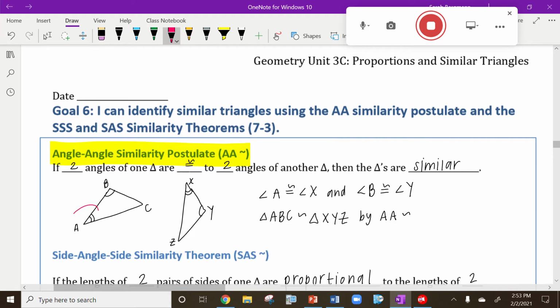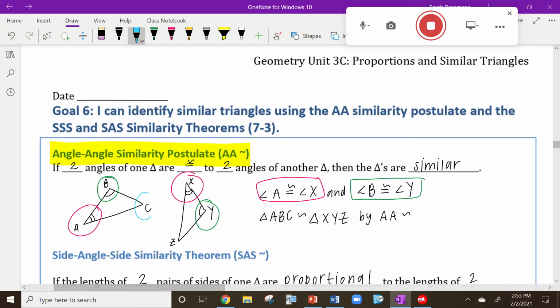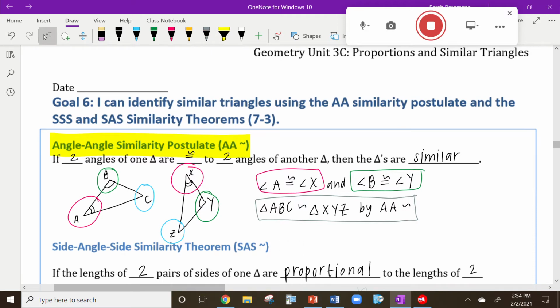Think about it. If you know that angle A and X are congruent, and you also know angle B and Y are congruent, think back, we learned a theorem called third angles theorem. We would automatically know C and Z would have to be congruent too. And what that means when three angles of a triangle are congruent is that they're the same shape. Remember, similar shapes have the same angles. So just by knowing that two angles are congruent, that's enough to tell us that the two triangles are similar by angle-angle similarity. We don't even need the third pair because of third angles theorem.